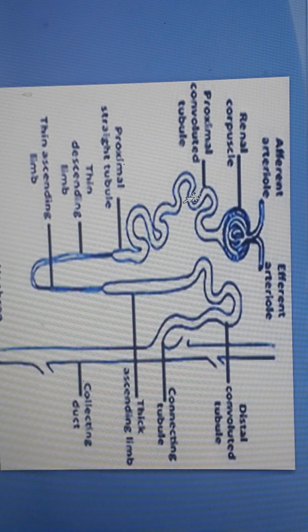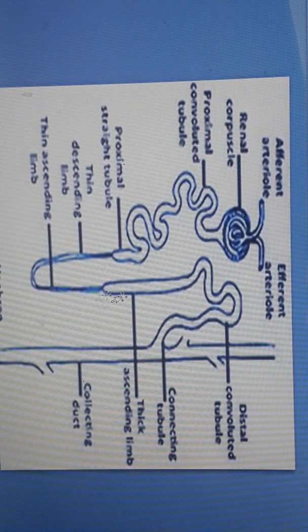PCT is the folded structure, and in this region selective reabsorption takes place, and in the loop of Henle salt gradient is maintained. In DCT again selective reabsorption takes place.